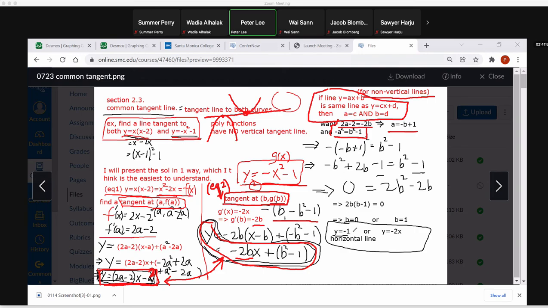Now in this case, you have two possibilities. When you solve this equation, you get two solutions: a, b equals 1, 0, and b equals 1. So what are the two tangent lines? The tangent line equation is this one right here, which is the same as the tangent line equation for A, this one right here. But in this case, we have the values for b. When you plug in these values, we get two lines: y equals negative 1 is one line, and y equals negative 2x is the other line.